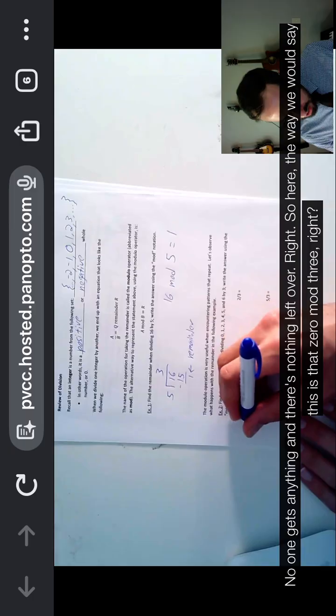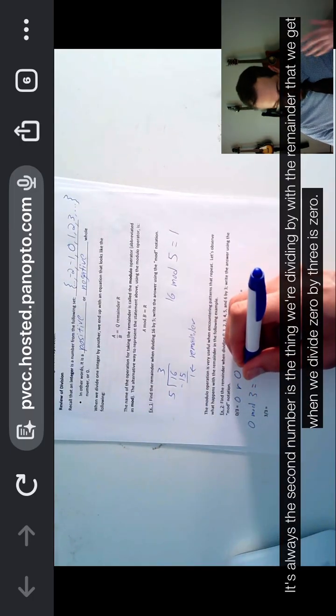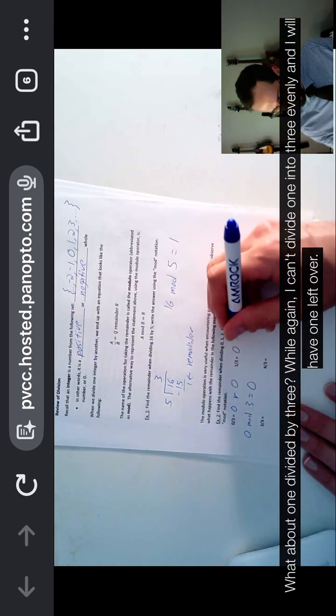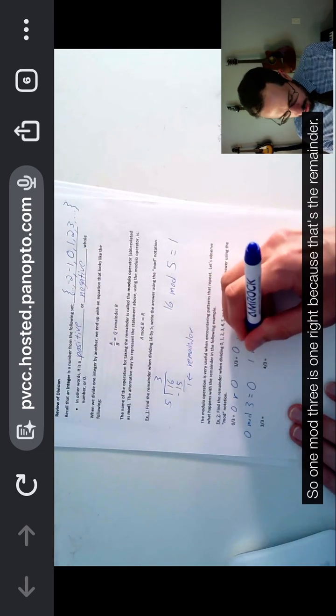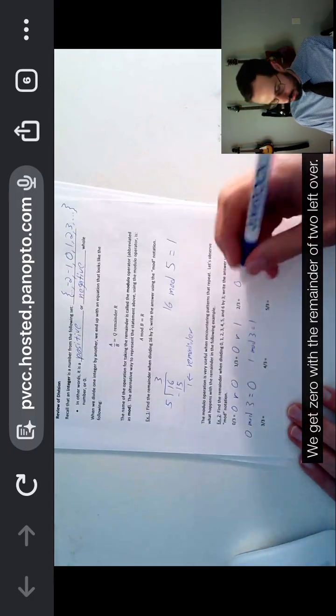So here, the way we would say this is that 0 mod 3. It's always the second number that is the thing we're dividing by. Well, the remainder that we get when we divide 0 by 3 is 0. What about 1 divided by 3? Well, again, I can't divide 1 by 3 evenly, and I will have 1 left over. So 1 mod 3 is 1, because that's the remainder. Again, 2 divided by 3, we still can't divide it evenly at all. We get 0 with a remainder of 2 left over, which is to say that 2 mod 3 is equal to 2.